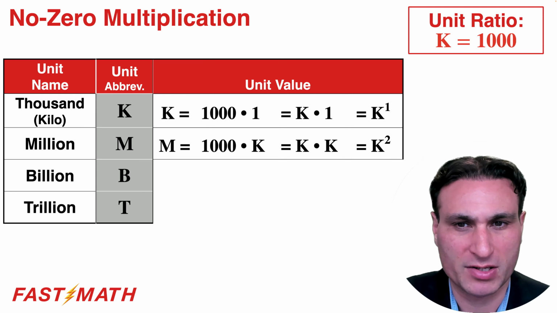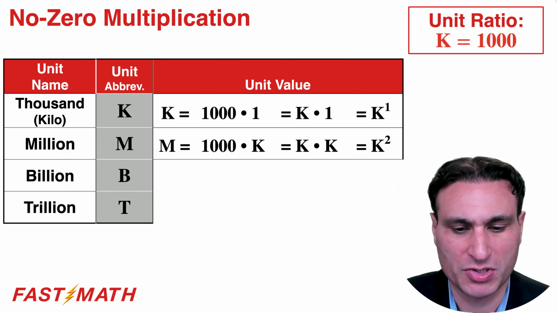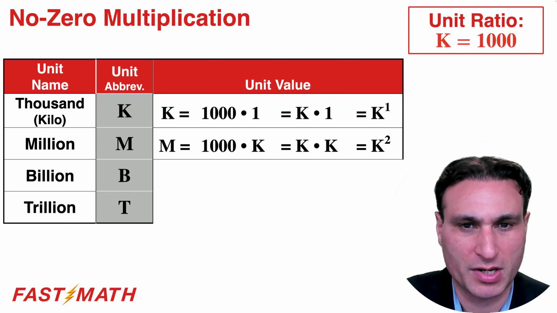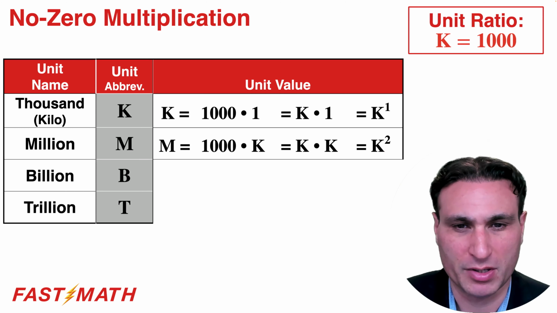Here I'm writing million as 1,000 in long form of the next smaller unit of magnitude using the abbreviation for the smaller unit. Using all unit abbreviations, million is k times k, or 1,000 times 1,000, which is 1,000 squared, or k squared. Again, the abbreviation for million is m. So these are different ways to express the value of million.